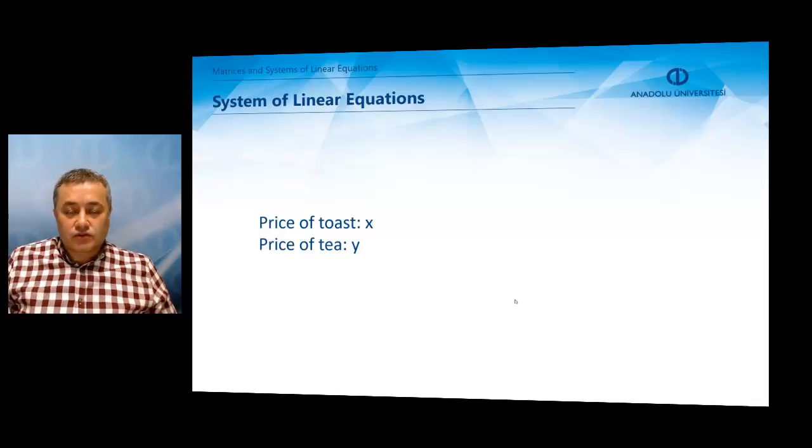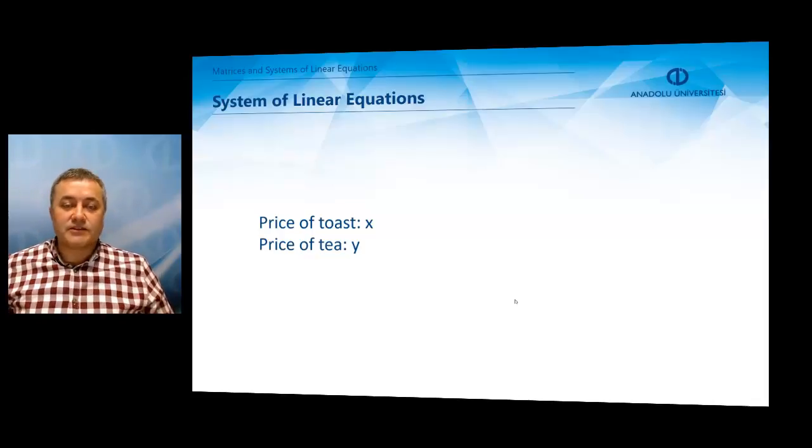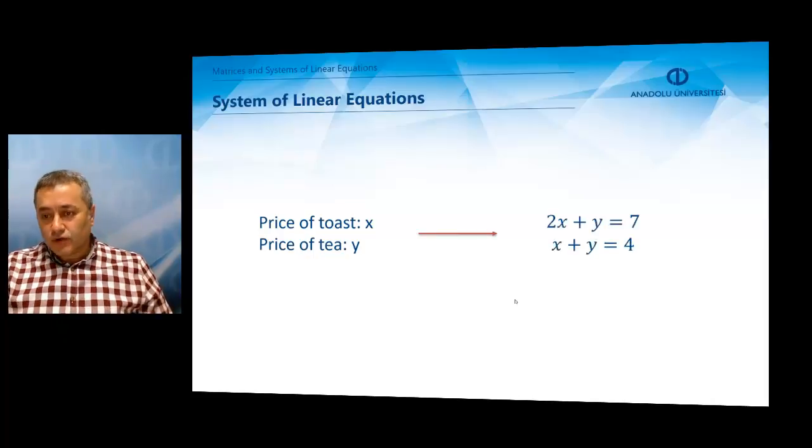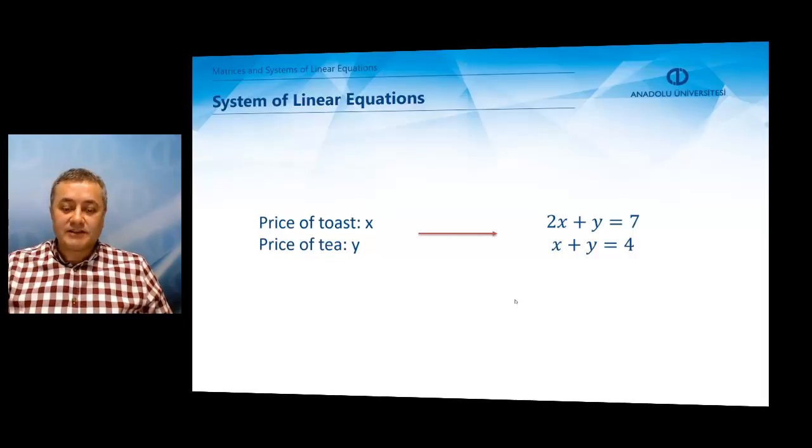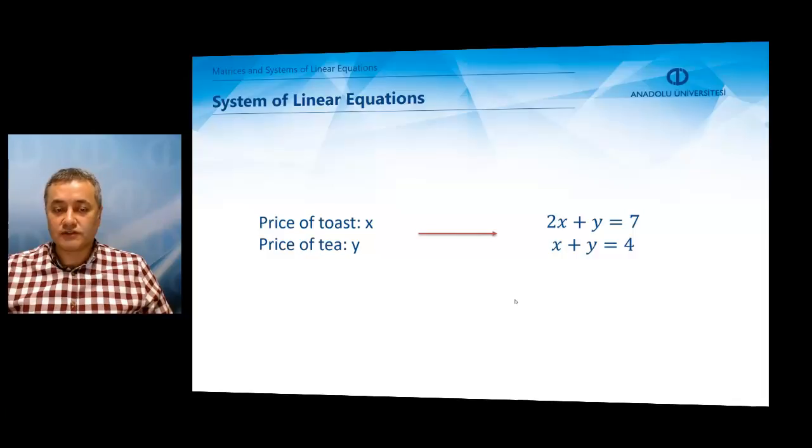So the price of a toast, let's denote it by x, and the price of tea, let us denote it by y. So the first of these two equations, 2x plus y equals 7, corresponds to what Kaan bought and how much he paid, and what Aslı bought and what she paid corresponds to x plus y equals 4. So we have two equations. This is a system of linear equations. We have two equations and we have two unknowns, x and y.